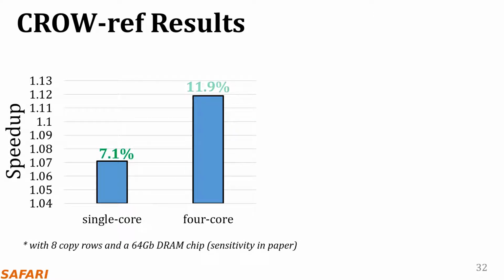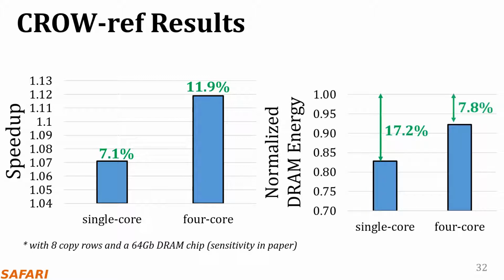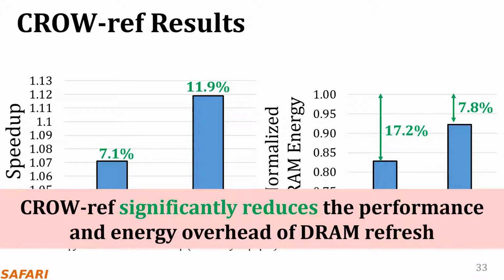Let me also quickly show the performance and energy benefits of CrowRef. CrowRef eliminates many of the DRAM refresh requests, and this leads to 7% speedup for single-core workloads and almost 12% speedup for 4-core workloads. Eliminating many refreshes also saves significant DRAM energy. CrowRef significantly reduces the performance and energy overhead of DRAM refresh.